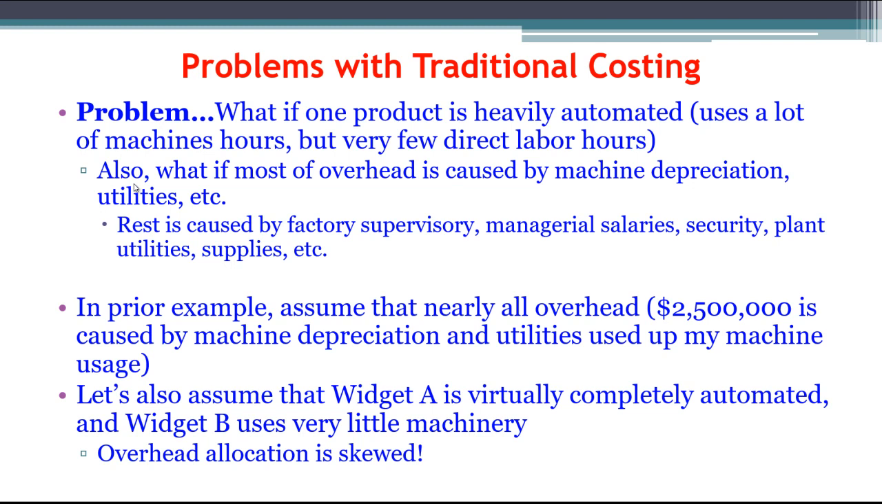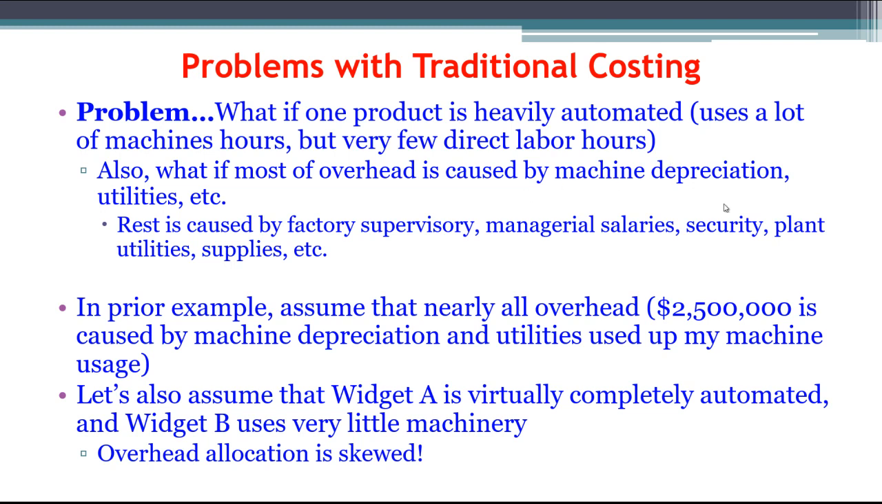And let's also assume that a lot of our overhead happens to be caused by machine depreciation, utilities to run the machine, all of that. Yes, there's still going to be some other overhead related to factory supervision, managerial salaries, security, plant, utilities, supplies. There's a lot of other overhead, but let's say the largest portion of it is machine depreciation. The very fact that that department was more heavily automated just by itself tells you that there are probably going to be fewer direct labor hours.